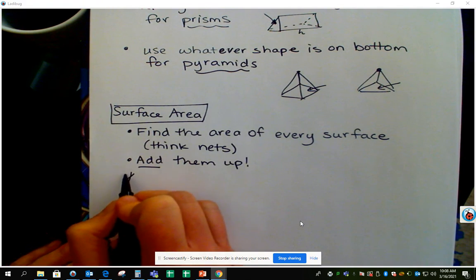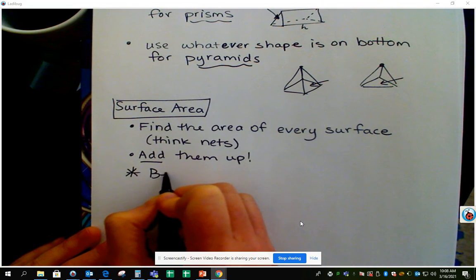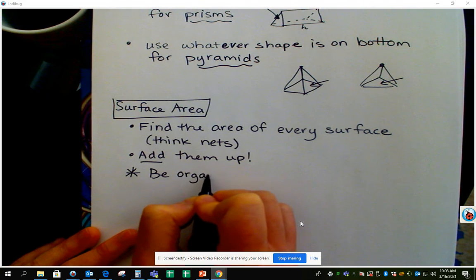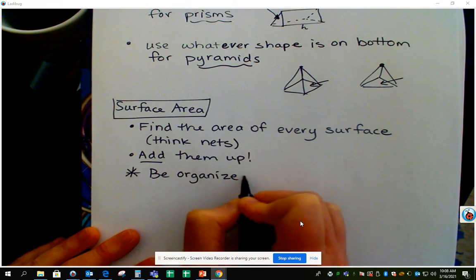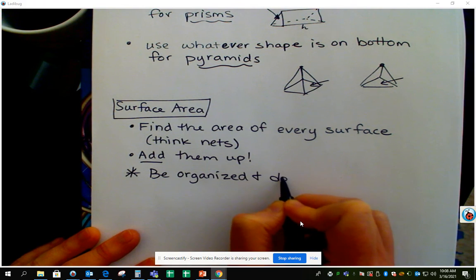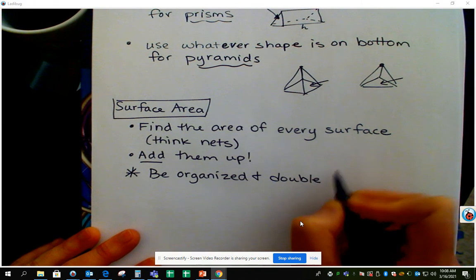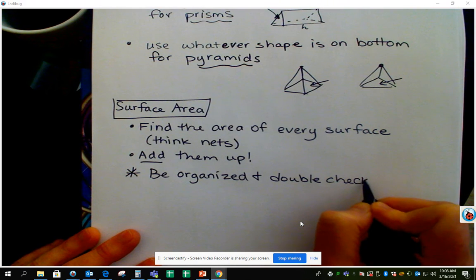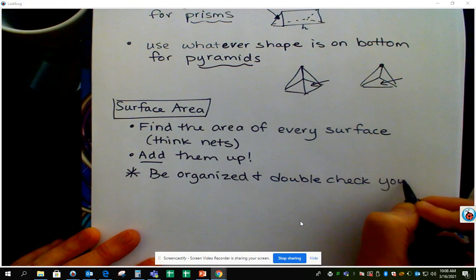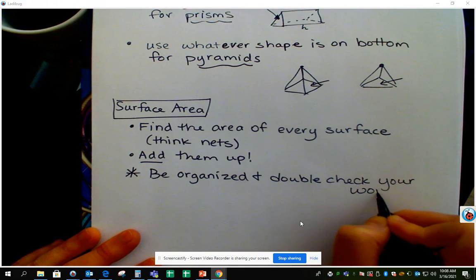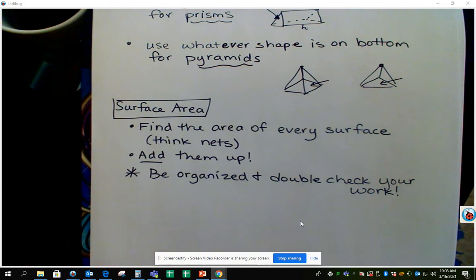And just remember with surface area, be organized and double check your work, because it's just real easy to forget a side. Just go slow and be methodical and make sure you got every single surface before you move on. Okay?